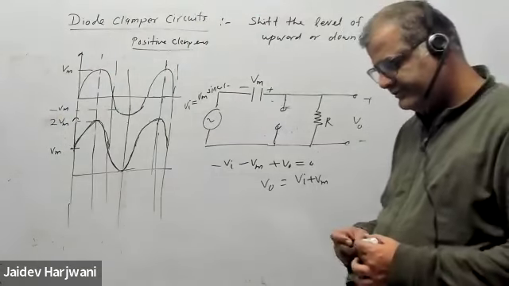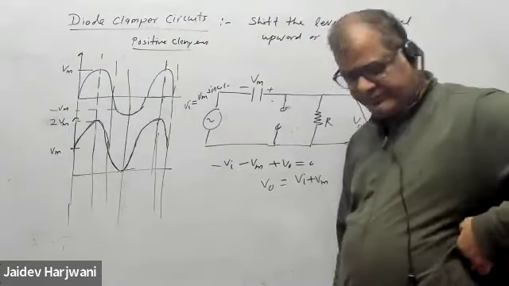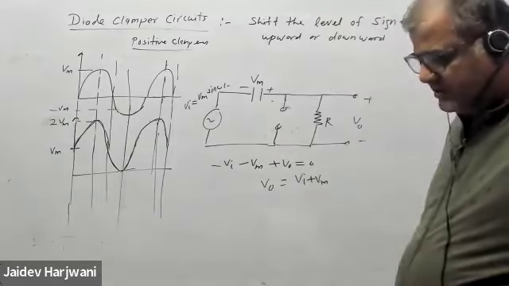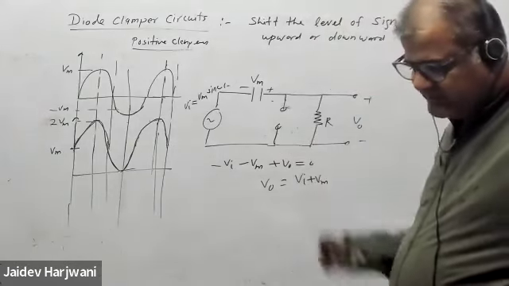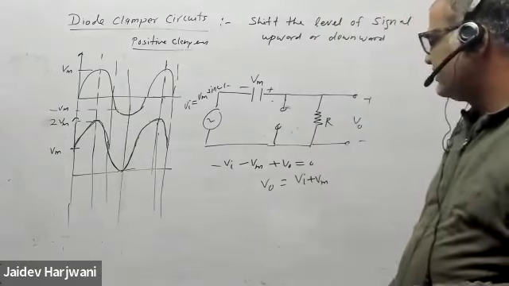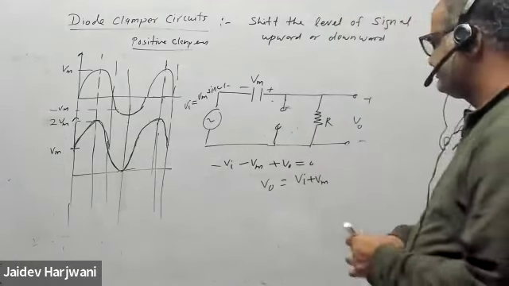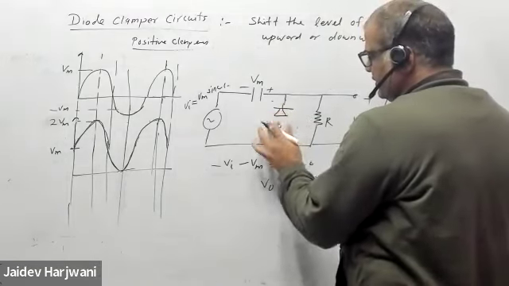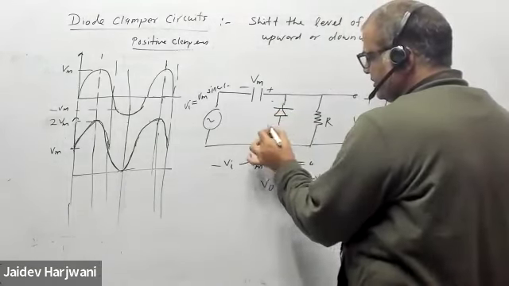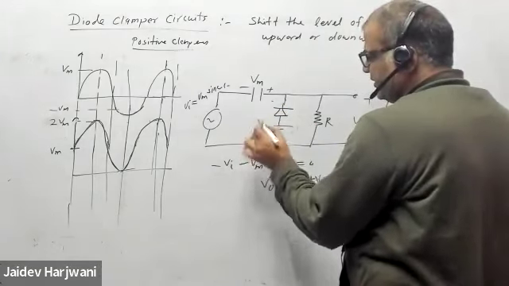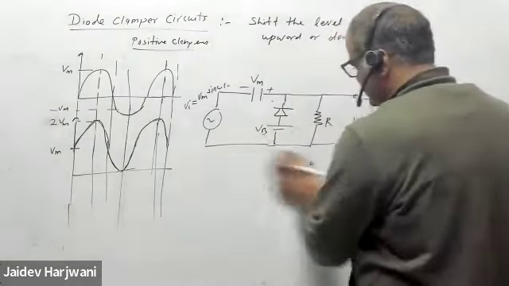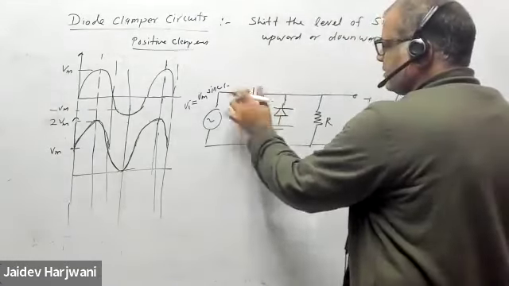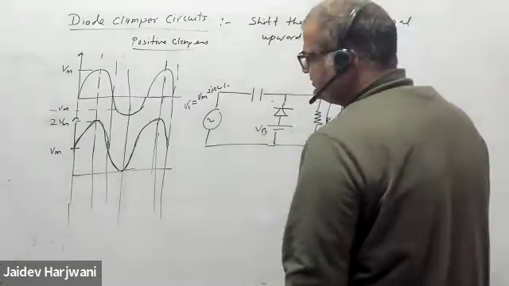Clear? Now you can do further cases. You can put batteries here again, plus battery, minus battery, and you see what happens. So this is my diode, and now you put a plus battery here, plus VB battery, and tell me what will happen. First thing is you have to decide how much VC will come and in which direction VC will come.